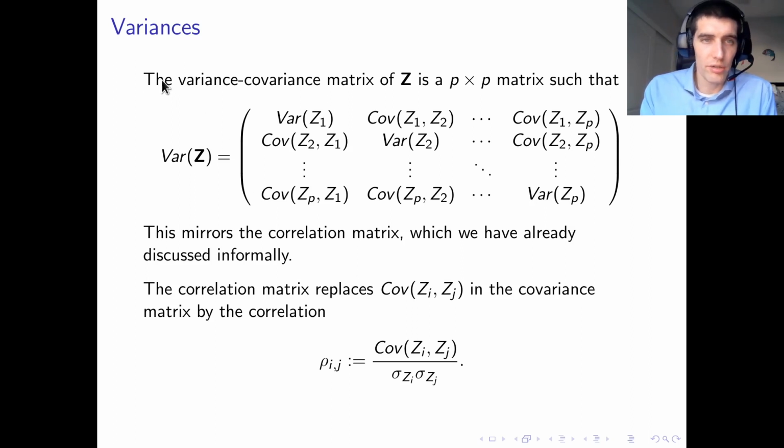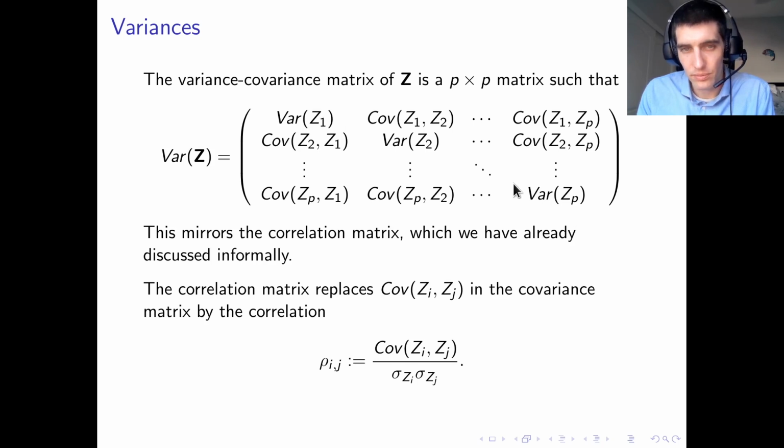Okay, so continuing on, so we have expectations. What about variances? The variance covariance matrix, sometimes we'll call this just the covariance matrix, sometimes just the variance matrix, of the random vector z is a p by p matrix. It's the following. Here we denote it variance, so this is the variance covariance matrix, and it is the following.